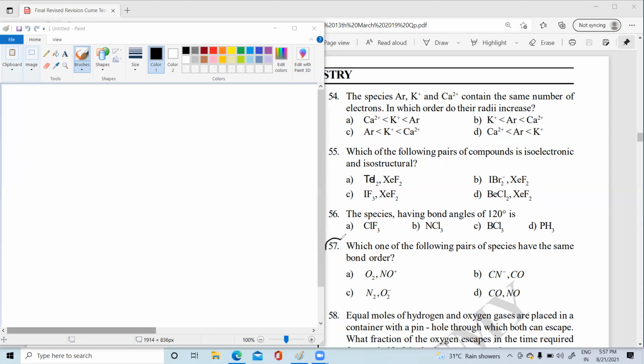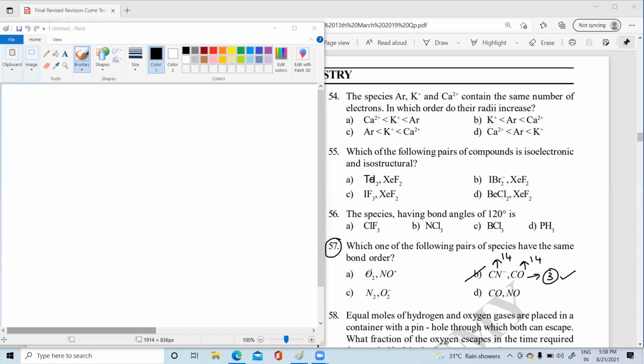Next, 57. Which of the following pairs of species have the same bond order? Same bond order means they have the same number of electrons, check, students. Here option B will come. Why? Because cyanide also has 14 electrons. Carbon monoxide also has 14 electrons. Both bond orders should be 3. Answer should be B, students.